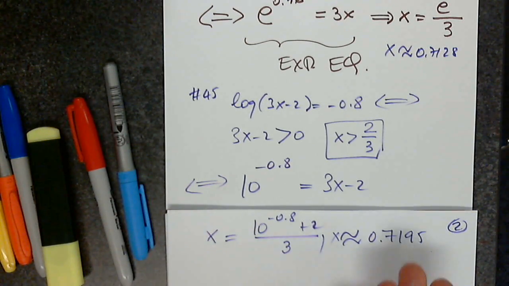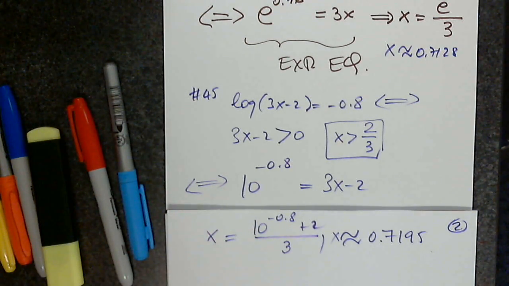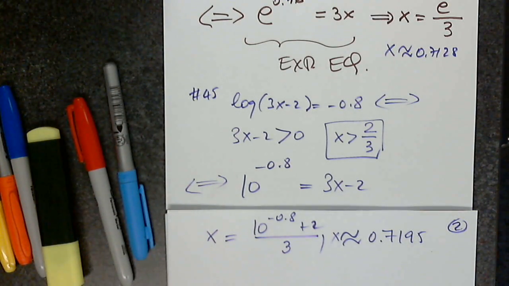Therefore 0.7195 is correct. Now, I should have asked that first, is this bigger than 2/3? Yes, because 2/3 is 0.6666666666666, and this is 0.7. Good.